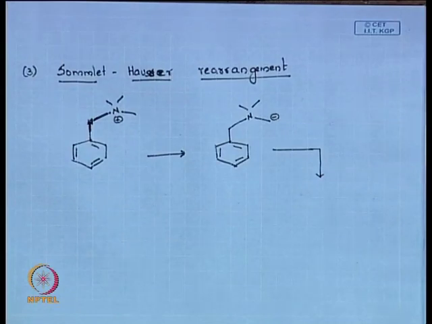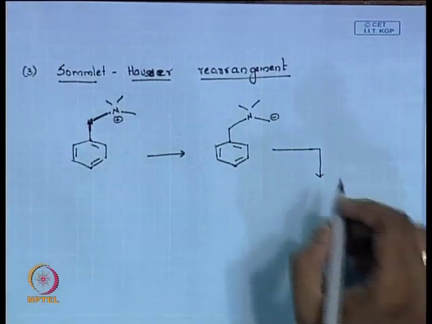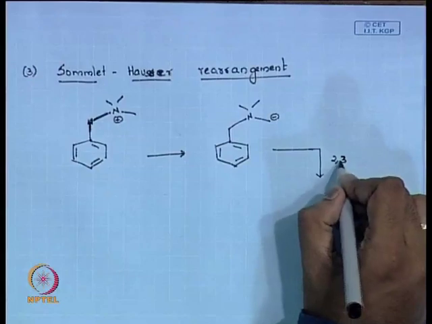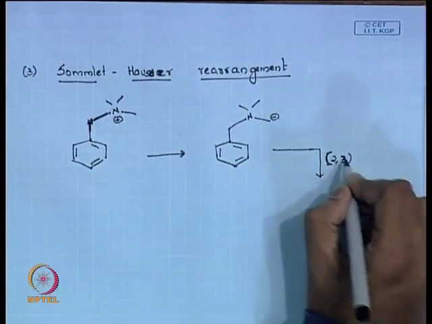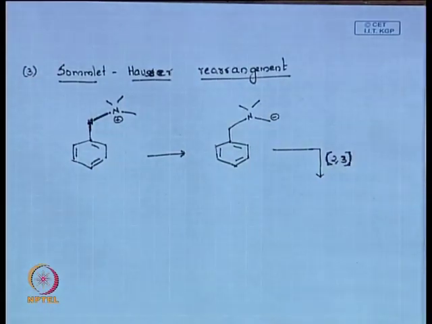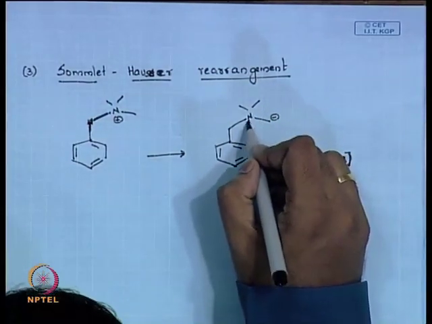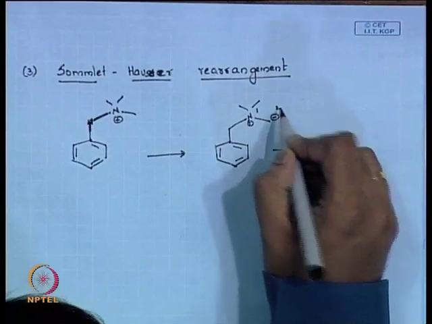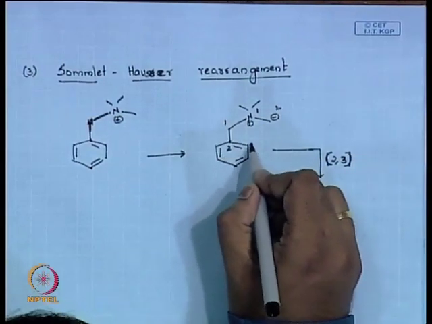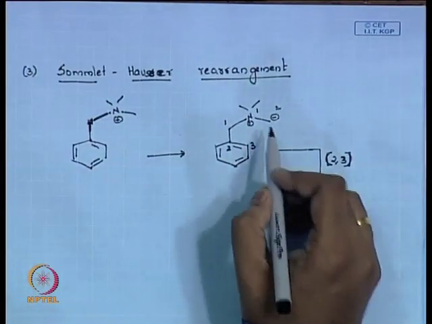Now can you number it? It's again 2,3, right? A 2,3 sigmatropic shift. So the positive charge is always there. 1, 2, 1, 2, 3. Okay.